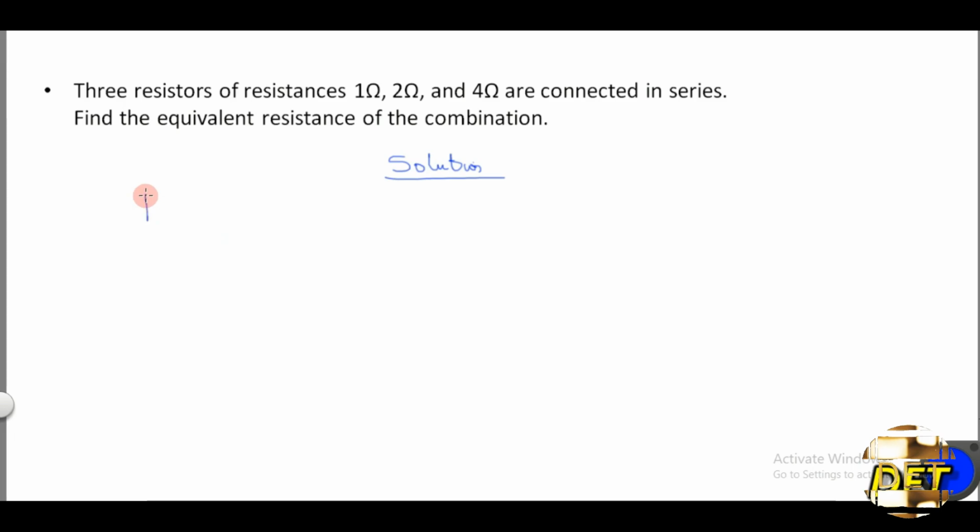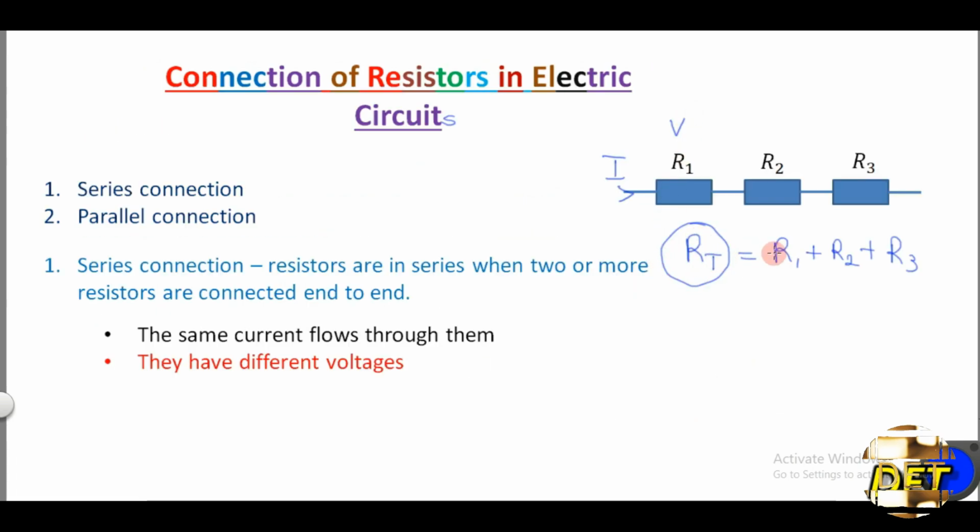So the total resistance will be equal to 1 plus 2 plus 4, which are the three resistances, right? So that will be equal to 1 plus 2 plus 4, that is equal to 7. So the total resistance is equal to 7 ohms. They are connected in series. So when resistors are connected in series, the total resistance will be equal to R1 plus R2 plus R3. It means that they are connected end to end.